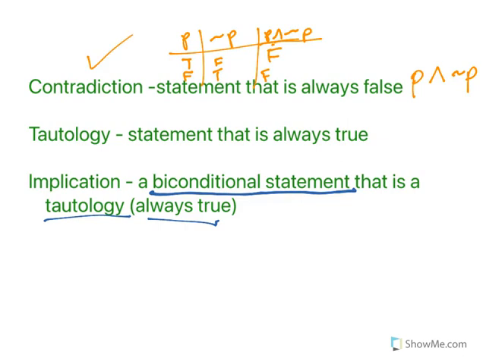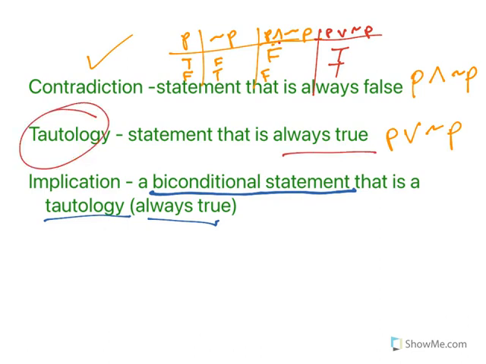Something that's always true? Well, what if I used P or not P? Or just means one of them needs to be true. True, true. Always true, tautology. Okay, that's kind of it in terms of symbols.